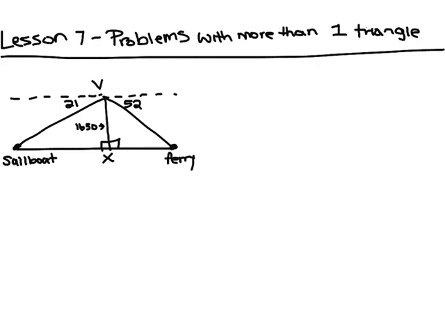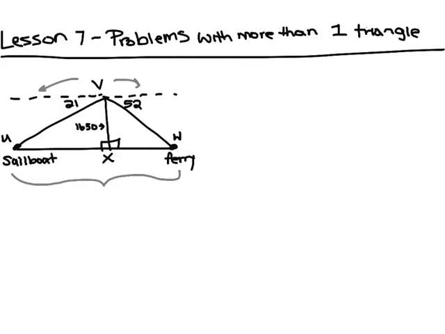For a small plane, V, the angle of depression of a sailboat is 21 degrees. So that's this way. And the angle of depression to a ferry is 52 degrees. So we want to find how far the boats are away if the plane is 1650 meters above the ground. So we want to find this total distance.